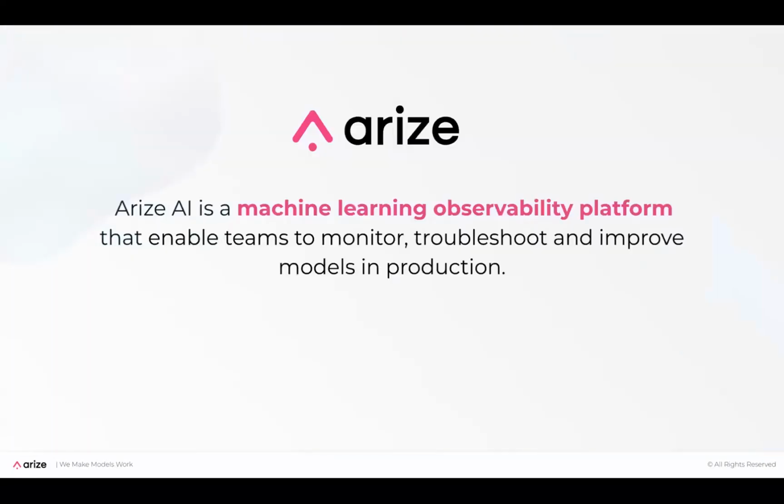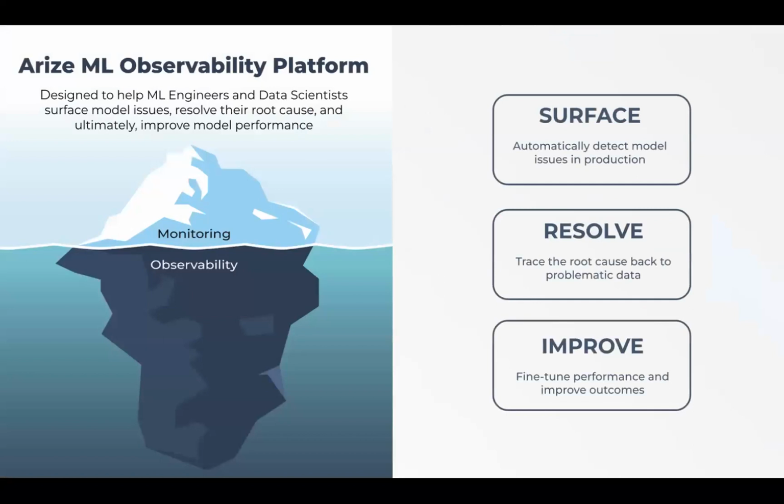So before we get into the real content, I do want to introduce you to Arise. Arise is a machine learning observability platform, meaning we enable teams to monitor, troubleshoot, and improve models in production. And so I think it is important for us to understand what observability is. And one thing I hear all the time is people think that monitoring and observability are the same thing. But it's actually not the case.